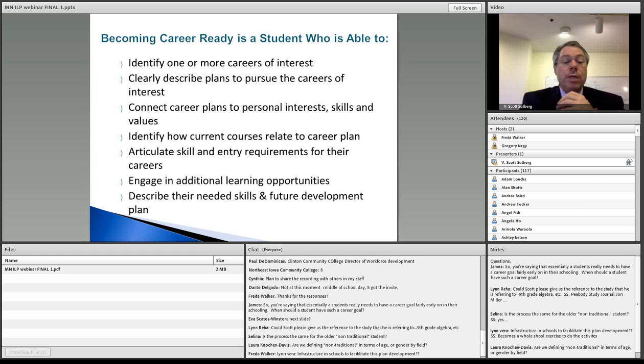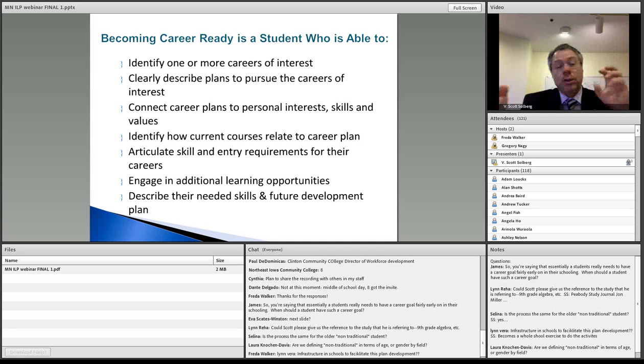But they do need to be able to think about what the plans are to pursue it. They need to think about how it connects back to their personal interests, their skills, and their values. They need to think about what the entry requirements are. And then what's really exciting is, what are the other outside school activities? It's not a classroom learning environment that's going to support them in employability. They need these out-of-classroom experiences.